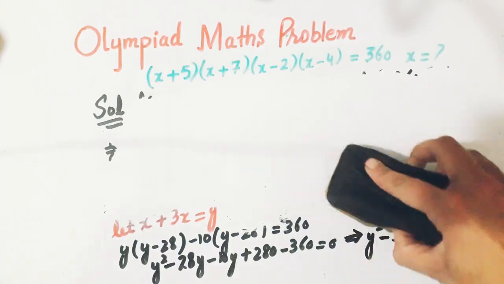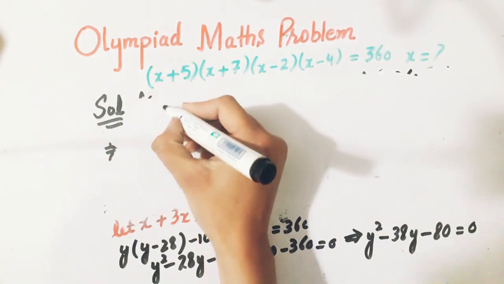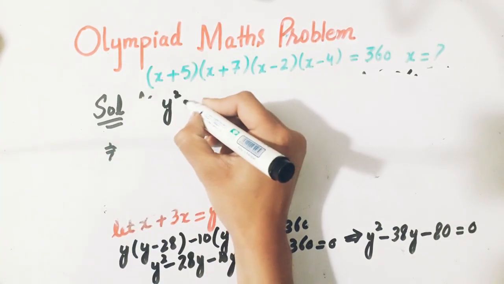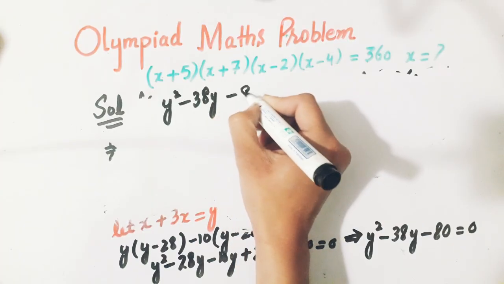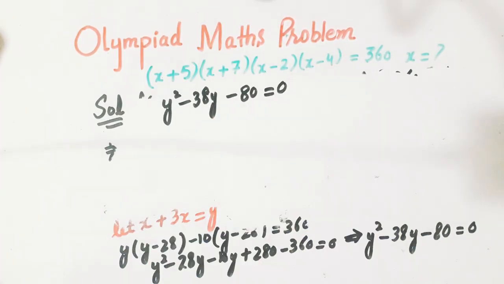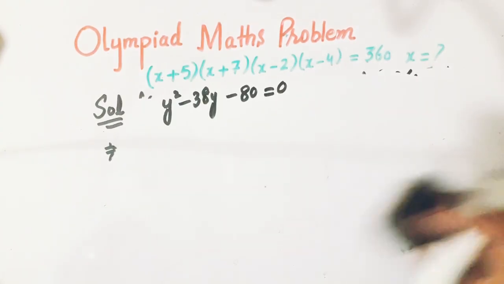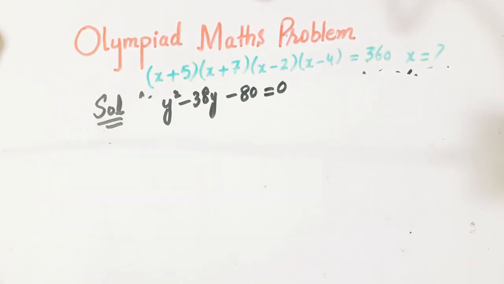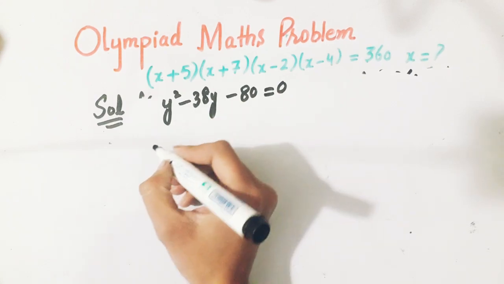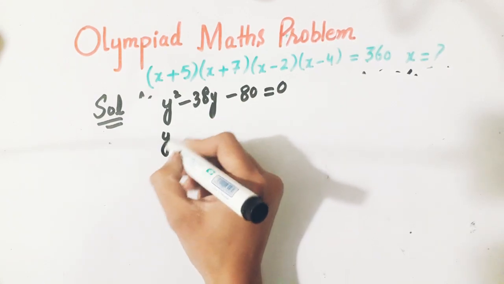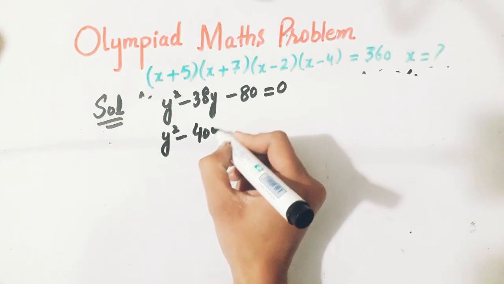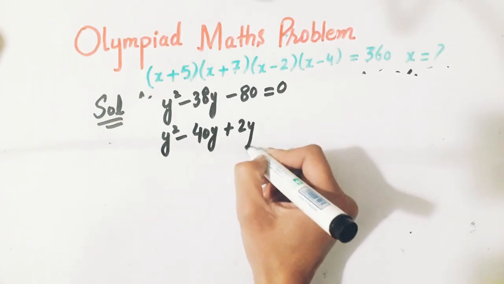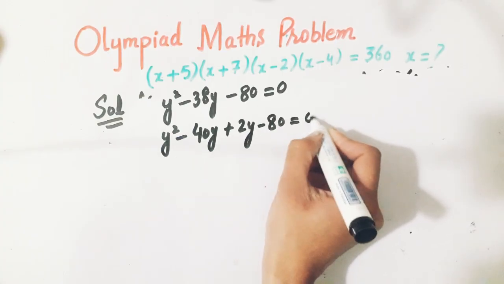That we get y square minus 38y minus 80 equals 0. Now we will make the factors of 80 such that when they are subtracted gives 38. So the factors of 80 are 40 and 2, so y square minus 40y plus 2y minus 80 equals 0.